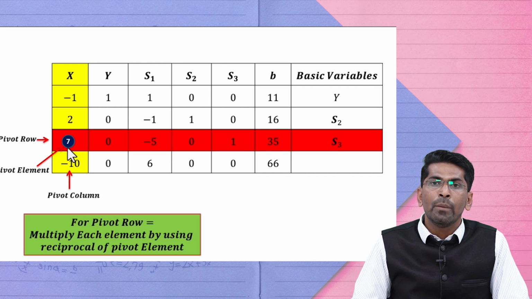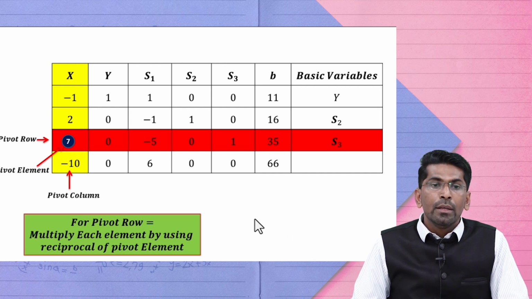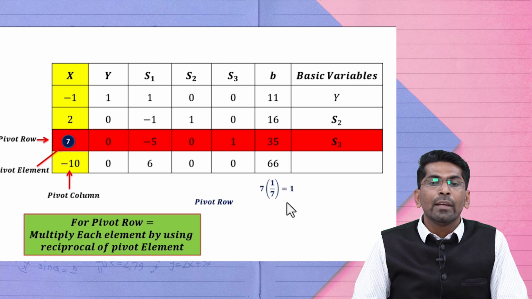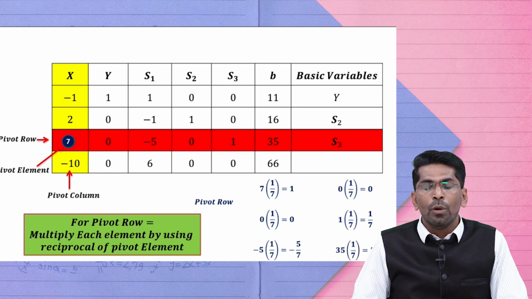This is the pivot element, so we are going to consider the reciprocal, which is 1 by 7. So 7 into 1 by 7 is equal to 1. 0 into 1 by 7 is equal to 0. Minus 5 into 1 by 7 is equal to minus 5 by 7. Then 0 into 1 by 7 is equal to 0. Then 1 into 1 by 7 is equal to 1 by 7. 35 into 1 by 7 is equal to 5. So this is the new element.